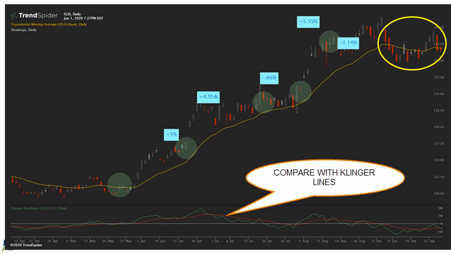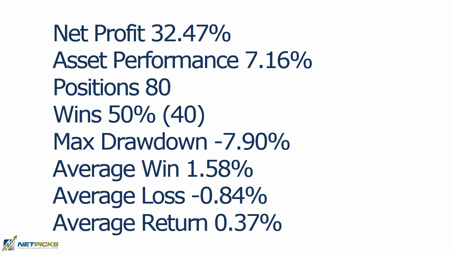And just make sure you can determine how you're going to identify range-bound markets. And one method is just to watch when price is whipping back and forth through the 20 EMA. 8 years of data, another test. The results aren't too bad. The net profit was 32.4. The asset performance, that's if you just bought and hold, was 7.